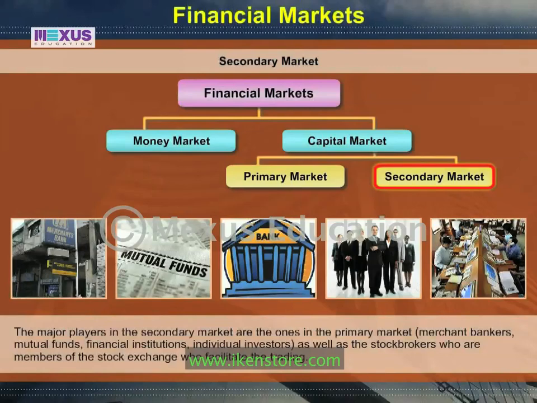It is the secondary market that controls the price of the stocks, as a majority of the trading is done here. The major players in the secondary market are the ones in the primary market, that is, merchant bankers, mutual funds, financial institutions, individual investors, as well as the stockbrokers who are members of the stock exchange who facilitate the trading.